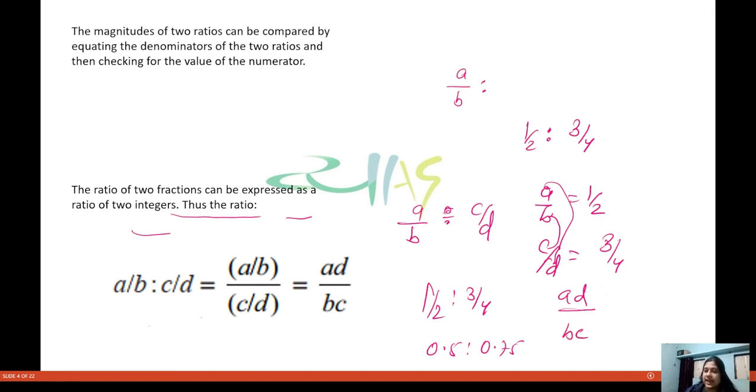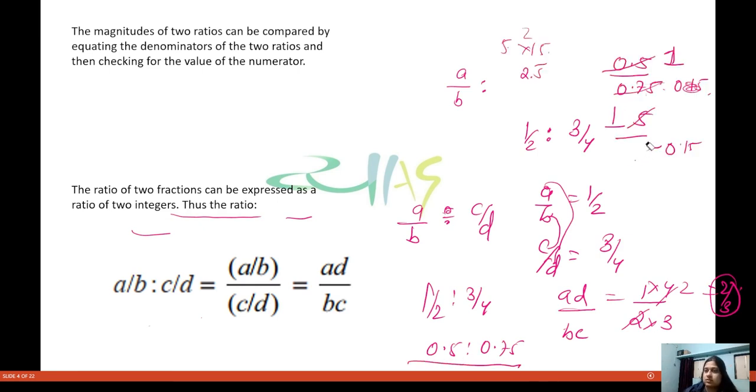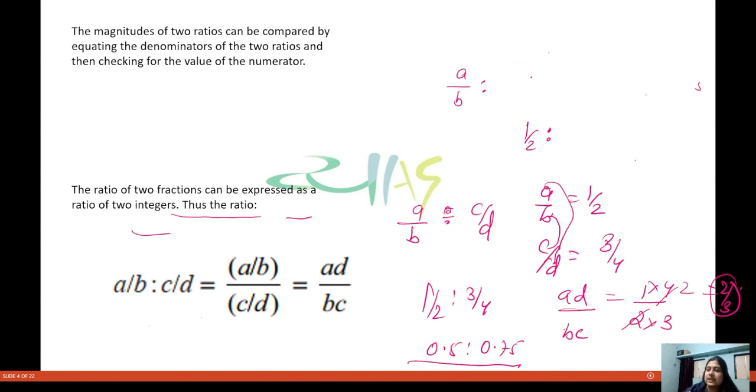Now what is A? A is 1. What is D? D is 4. What is B? B is 2. What is C? C is 3. So this comes to be 2 by 3. Fine. Let us move forward.